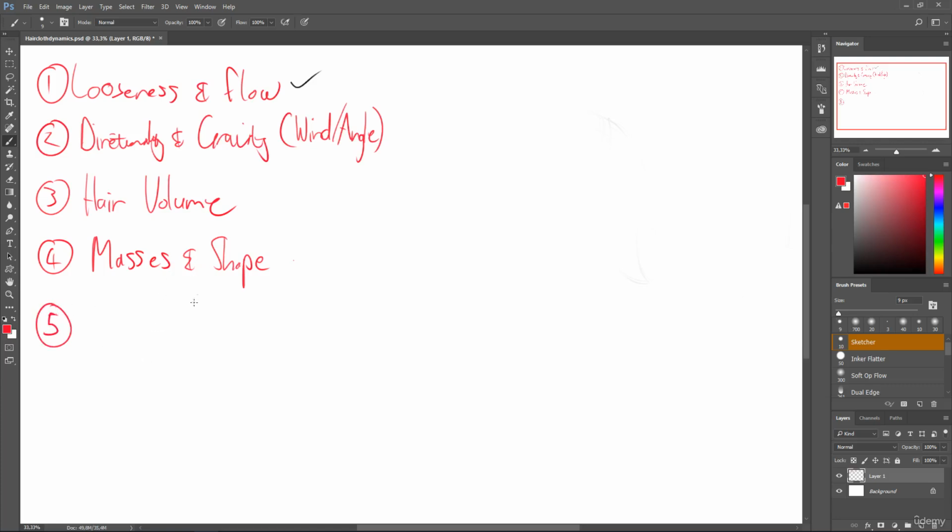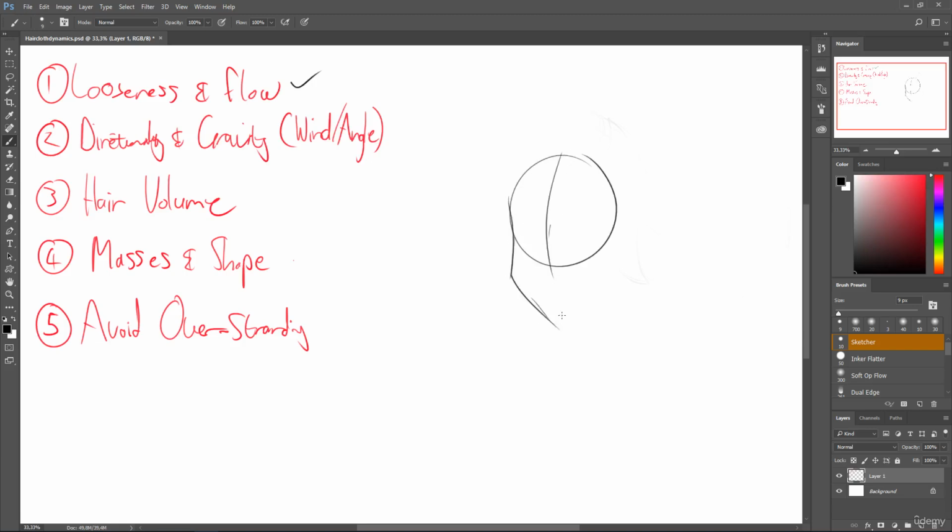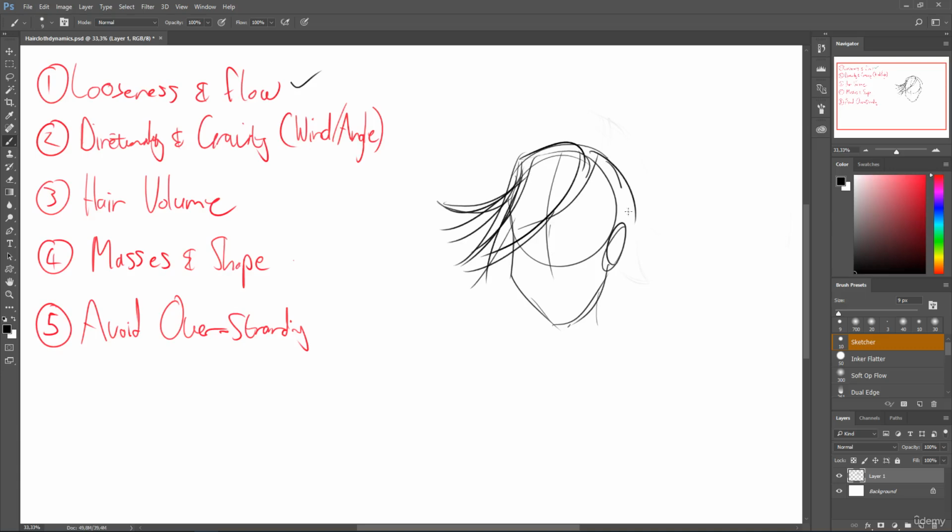Okay, our fifth point here is we want to avoid overstranding. It's very tempting to go crazy with the hair once you've got the masses and the shapes down. It's very tempting to want to start like every strand. There's a strand for everything happening, and you know you've got the mass there, and we're putting hair lines on everything, and everything's super detailed, and we want to draw the hair with all these lines. It may be tempting to do that. Take my advice. Let us not do that at all.